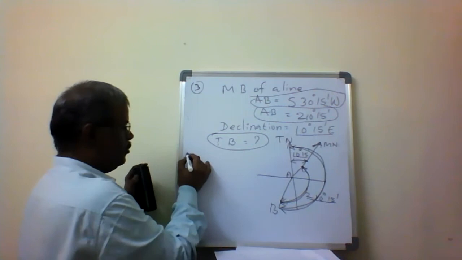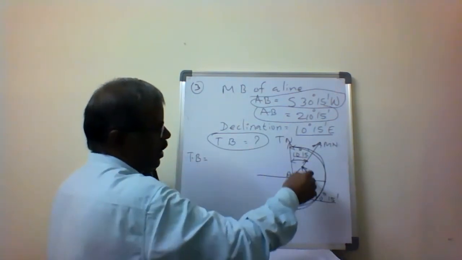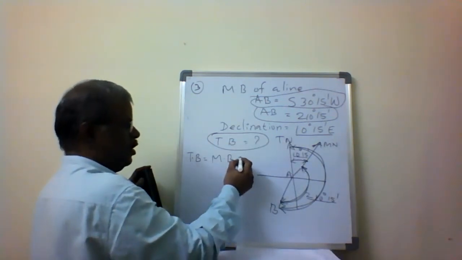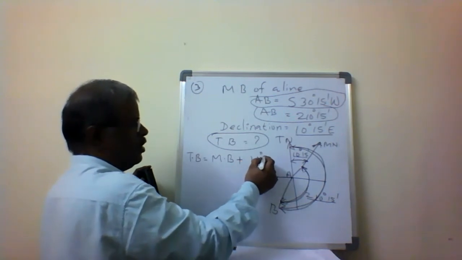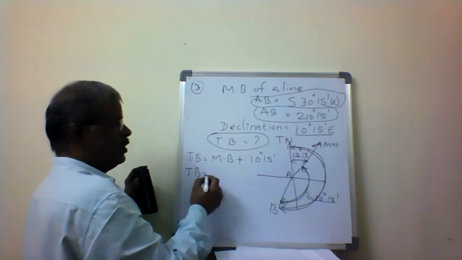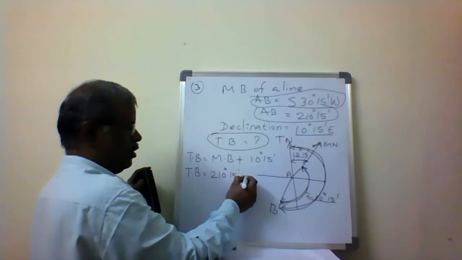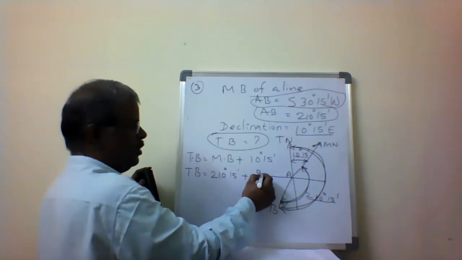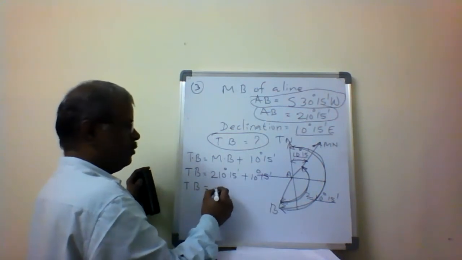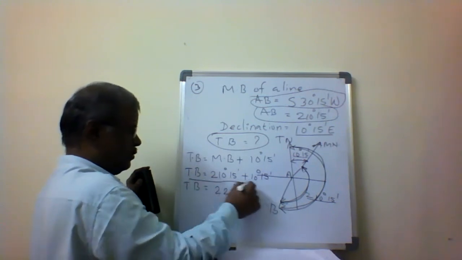True bearing equals magnetic bearing plus 10 degrees 15 minutes. So your true bearing equals the magnetic bearing, 210 degrees 15 minutes, plus 10 degrees 15 minutes. So your true bearing is equal to 220 degrees 30 minutes.